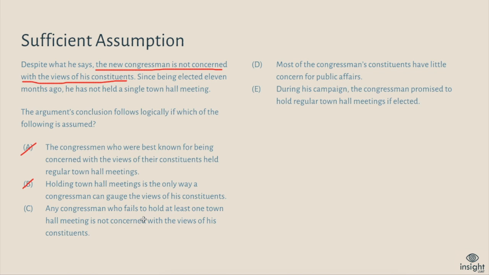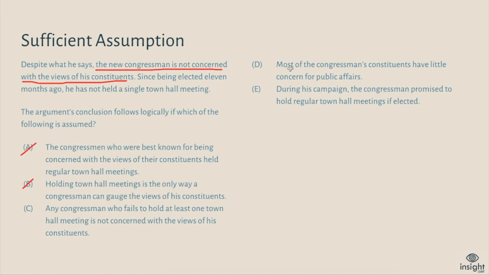The failure to hold a meeting and the concern, and it links those two. And yes, it's too strong, any congressman, but like I said, being too strong is not a problem here because we just add this to the information here. If it's too good, if it's more than enough, that's fine because it's still good enough. So this is looking pretty good. It links his failure to hold a town hall to his state of mind, which was the gap we found.